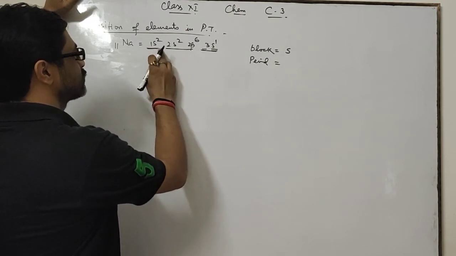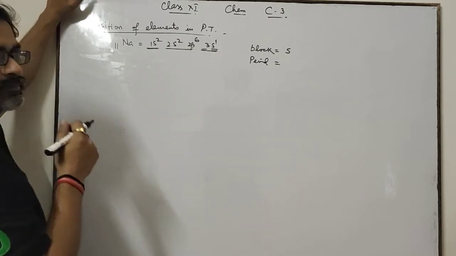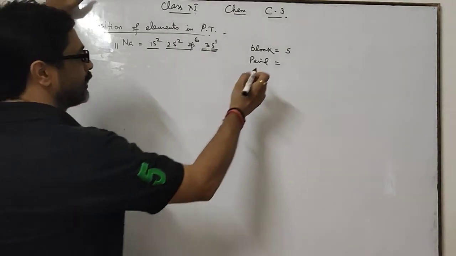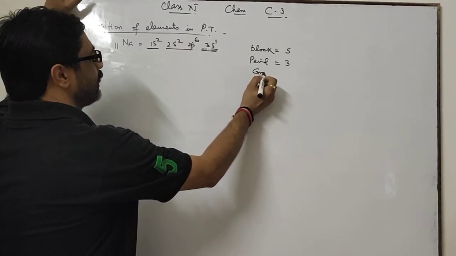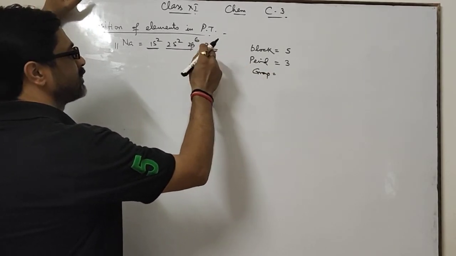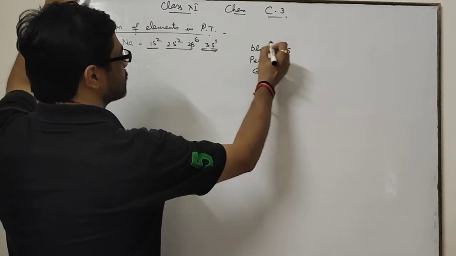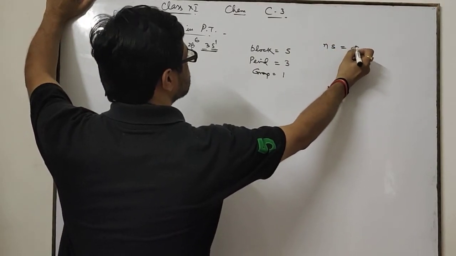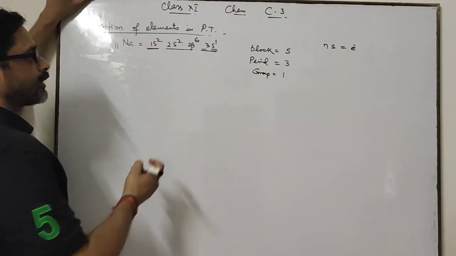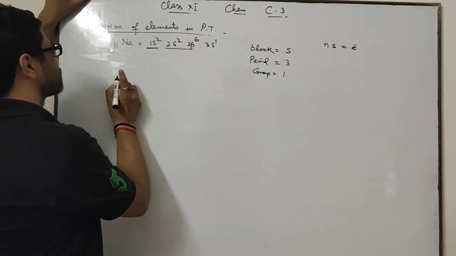First period is this subshell, these are the subshells of the second period, and this is the subshell of the third period. Means the period number is 3 and the group to which it belongs is 1. For s block elements, the number of electrons in the ns subshell is equal to the group number. The number of electrons in the s subshell indicates the group number, like this.